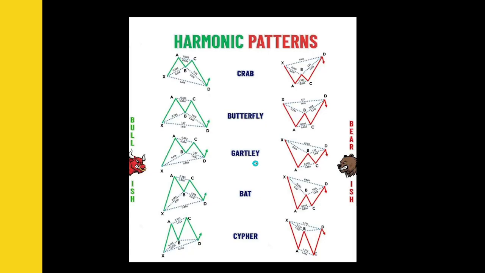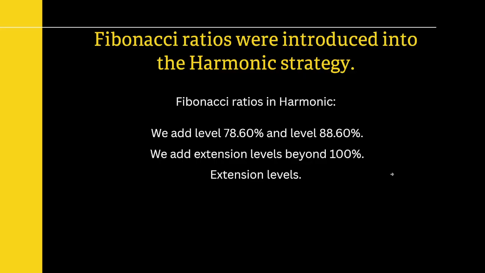Let's hop onto the chart and take real life examples. There is also on TradingView a very nice tool that helps you draw harmonic patterns very easily. But before we jump into the charts, there's also something that you need to know, which is that Fibonacci ratios were introduced into the harmonic strategy. Harmonic patterns consist of Fibonacci ratios, and of course we covered the Fibonacci lecture. But for harmonics, you have to add the 78.6 level and the 88.6 level.